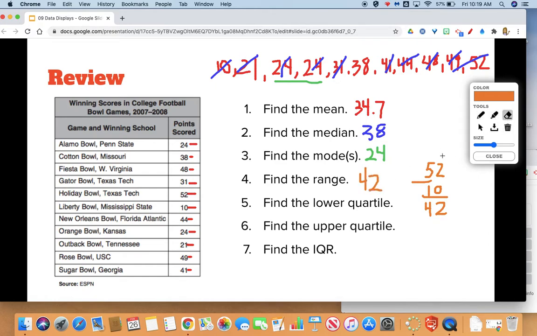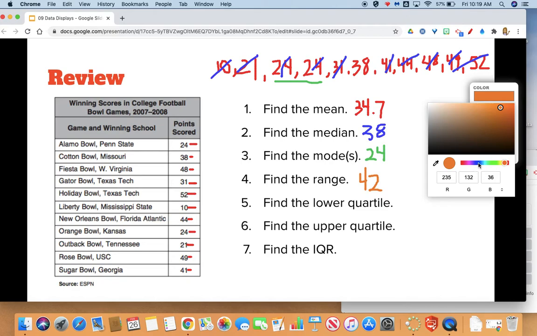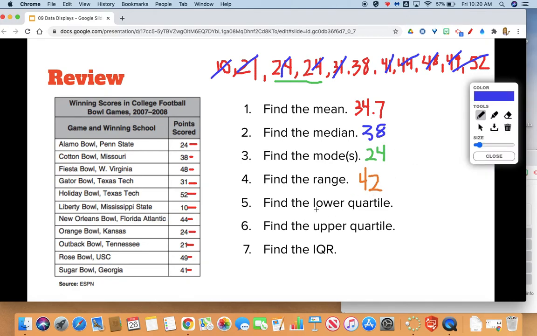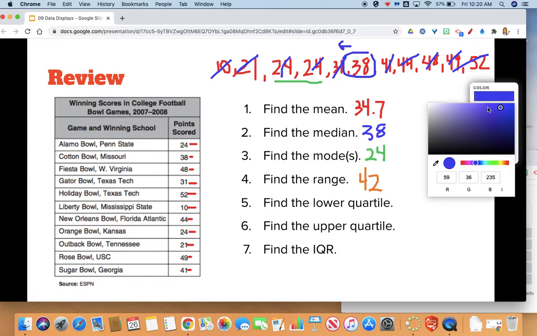These other landmarks are new for this unit. They are for when we're finding our box plot landmarks, so they are important. Let's break down how we find them. For the lower and upper quartile, remember the lower quartile is the median of the lower half of my data. My median came down to this one number, 38. So I'm going to look at everything below 38 to find the lower quartile. Let's go ahead and do that now.